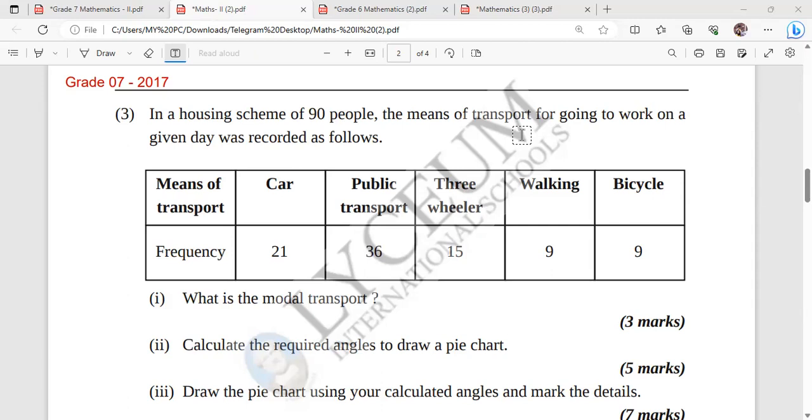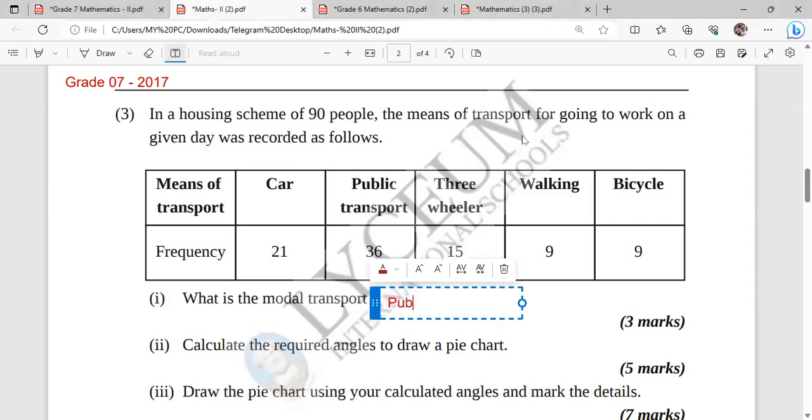Not like in grade 6, here we want to write answers for some of the questions when they are given. So what is the modal transport? You know the word mode. Mode is the most occurring number. The modal is the same thing they are asking, what is the most popular transportation method they have used. You can see 36 people traveled by public transport to work from home. So that is the most popular transportation method. Therefore, when they ask what is the modal transport, here you write the answer: public transport. Okay, so that's the answer.